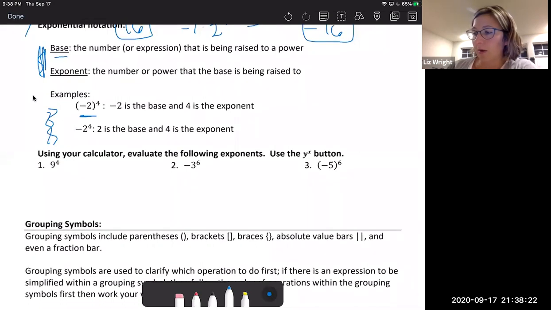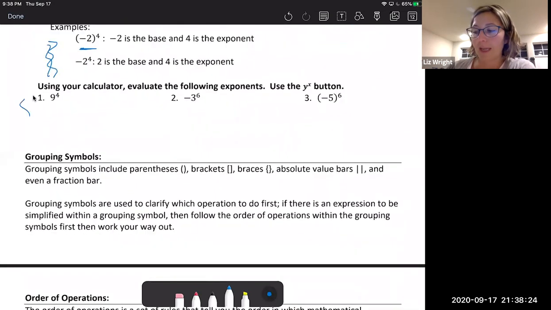So there are going to be some additional examples in this packet. I'm not going to go through those examples with you for this one. I'll go through them on the next one. But this is a packet that I want you to try on your own with some of the examples. So here you just put it in your calculator and you're going to raise 9 to the 4th.